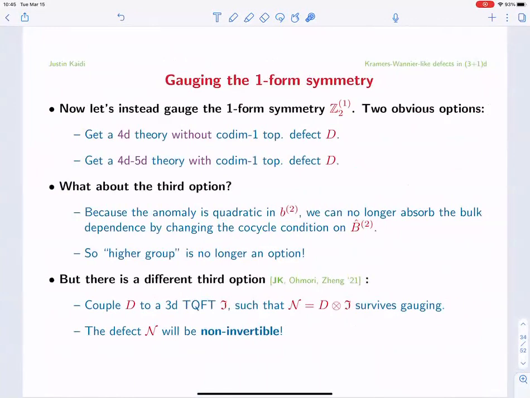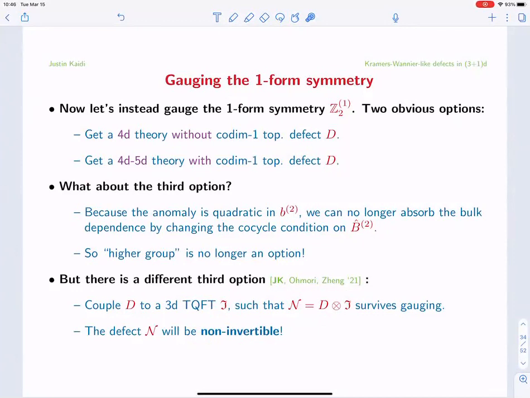The basic idea of this third option, which we're going to give more detail on, is that you can couple D, this defect, to some 3D TQFT I, such that I cancels the anomaly of D. And so N, which I'll define to be D times I, will be a gauge invariant operator. So it will survive the gauging. And so I'll get a 4D theory with this defect N. And as I'll argue right now, this N is non-invertible and it's of Kramers-Wannier type.